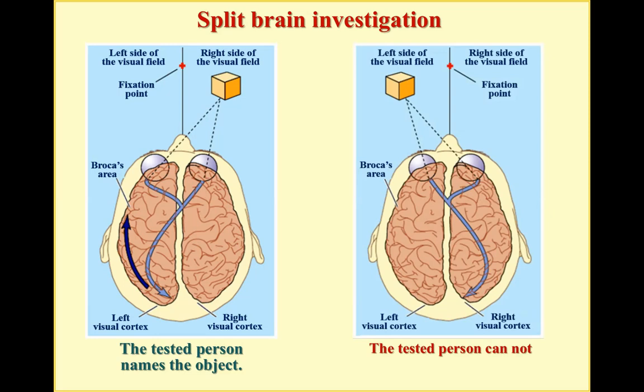And so when the person is asked what he saw, what he says actually comes from Broca's area. And Broca's area in the left hemisphere does not have any information about the object, or even about whether something was shown at all. So the tested person cannot name the object and cannot even say that he saw something, because the left hemisphere didn't see anything. Not only which object, but whether that object appeared or not, because Broca's area doesn't have this information.